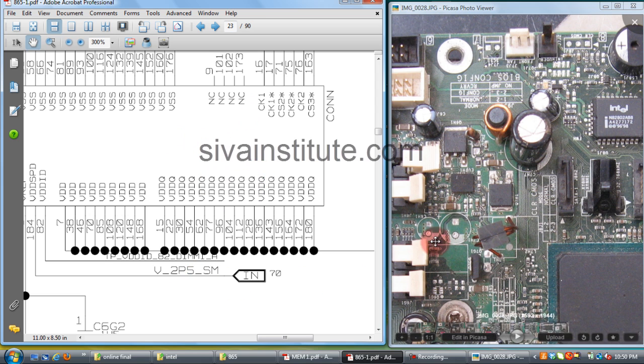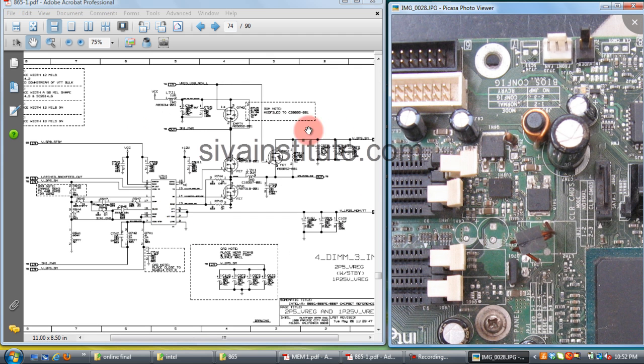This voltage comes from this regulator. We will see this regulator. This is the memory regulator supply. This is the oscillator IC. These are the output FETs, 3 output FETs. You should check here whether 2.5 volts is there or not. If there is no voltage at this point, you should check the oscillator IC first.